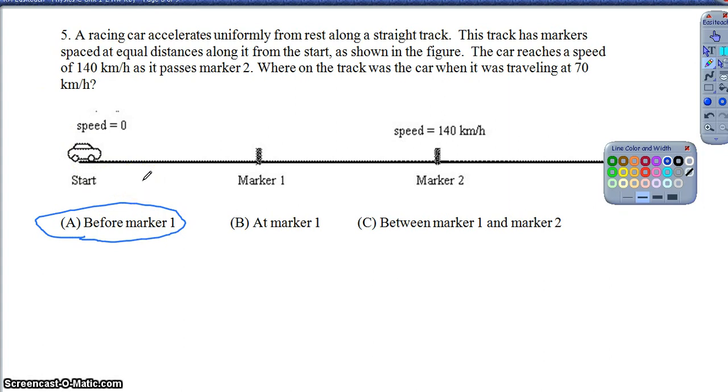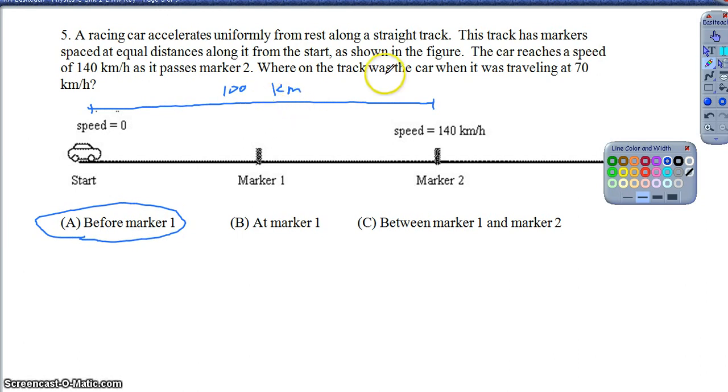The way that I work this one, and the way that I think sometimes makes it helpful: we know the markers are equally spaced. Right? They tell us equal distances along the way. The car reaches its final speed of 140 kilometers per hour. We're curious, where does it reach 70 kilometers per hour? Well, the way that I would recommend working this is I'm going to define this total distance as, let's just say 100 kilometers. Since our units are kilometers per hour, I'm just going to keep it consistent.